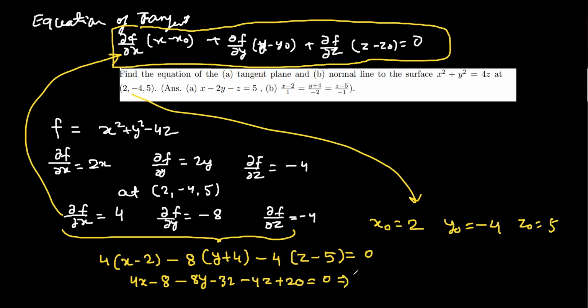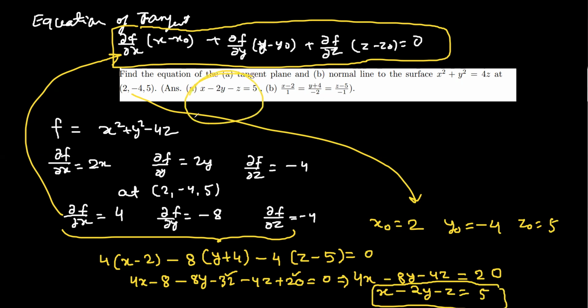So 4x, minus 32 plus 20 means minus 12, minus 20, minus 40, minus 20, minus 20, take right side. Divide by 4 on both sides. You will get x minus 2y minus z is equal to 5. Right? This is your final answer. You can check the answer.